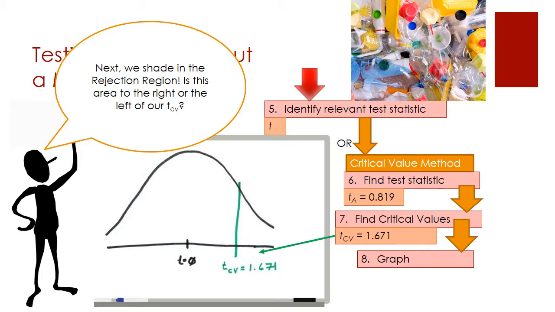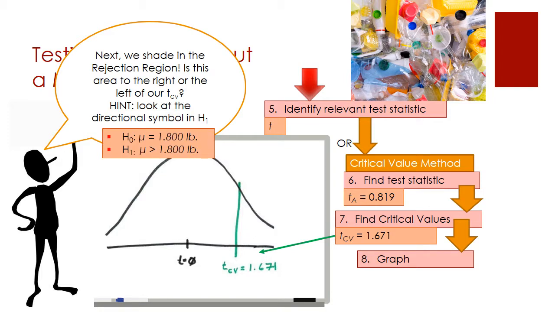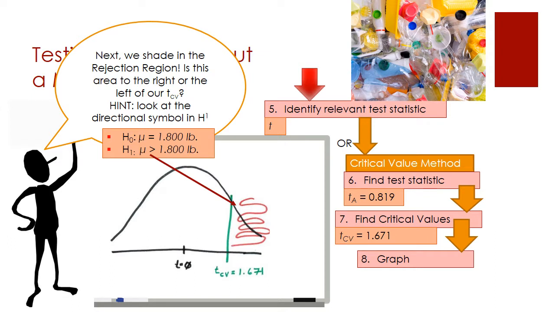And when we're looking at this distribution, we need to ask ourselves: are we going to be shading in the area to the right or to the left of our t critical value? How do I know which area to shade in? Well, to help you solve this, you're going to want to look at the directional symbol in your H1 again. If you look at your H1, you can see that you have a greater than symbol. It means you're going to be shading in the area to the right of the t critical value.